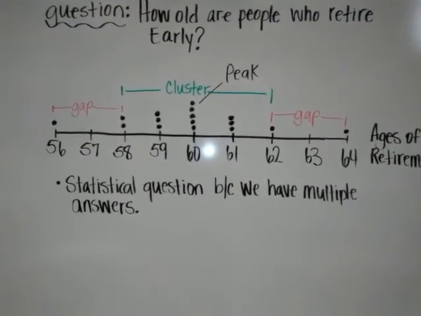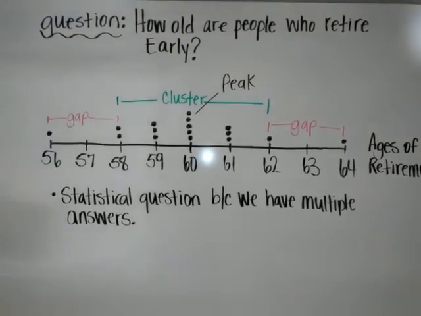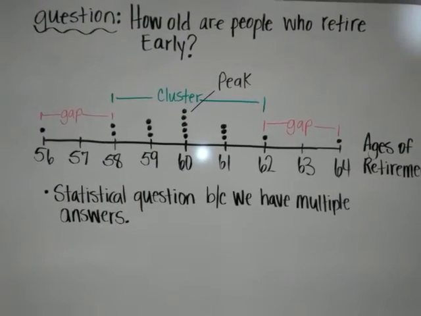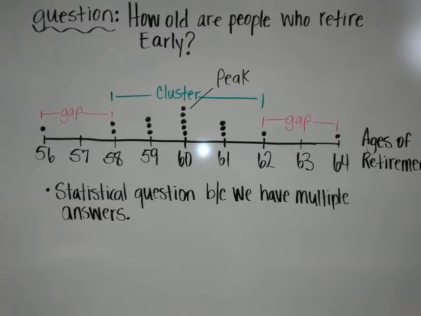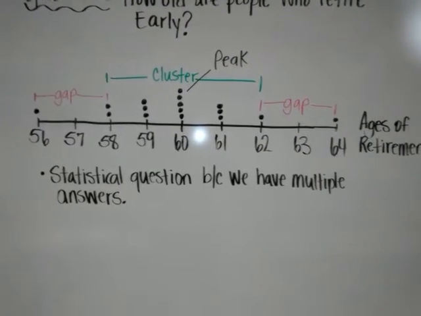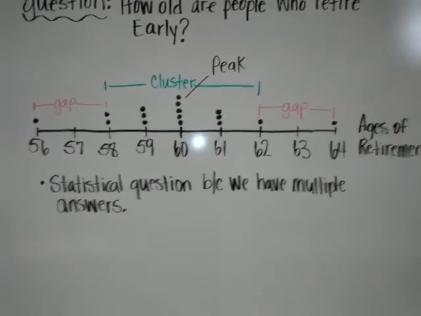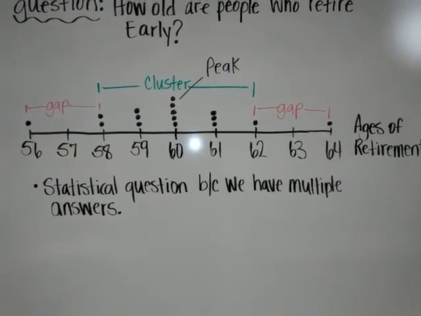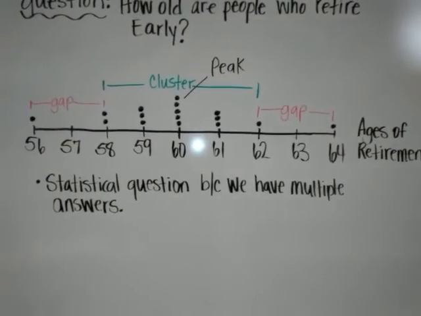So if you can see this really quick, again, we're answering the question, how old are people who retire early? Most people retire early at the age of 60. Again, our peak is within our cluster, so that should always take place. Your peak normally should be within your cluster of data.